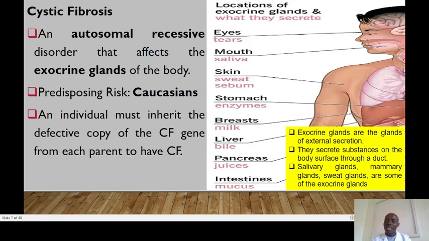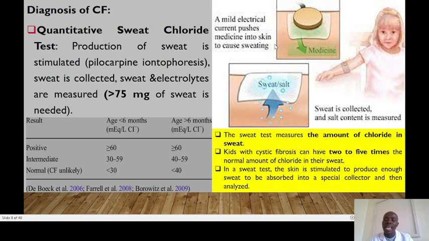The second condition, guys, now we can turn to cystic fibrosis, an autosomal recessive disorder that normally affects exocrine glands. Autosomal recessive means an individual must inherit the defective gene or copy of that gene from each parent to have this kind of disorder. Predisposing risk is that most Caucasians have this problem. This problem is going to affect secretions in the eyes, secretions in the mouth, that's the saliva, secretions on the skin, the sweat, secretions in the stomach, the liver, the pancreas, and the intestine. So all of them are going to show some signs and symptoms.